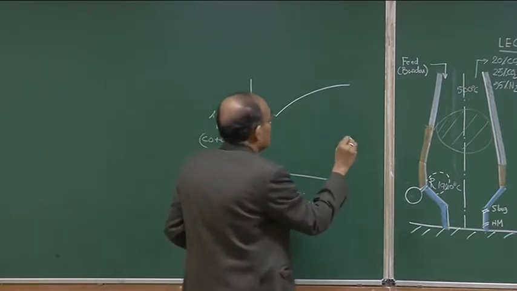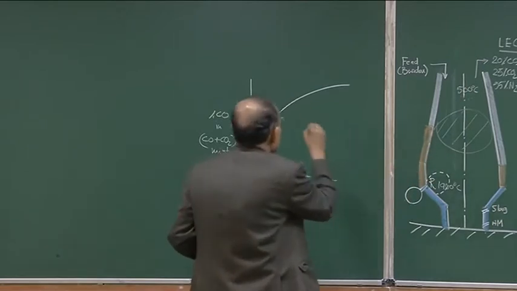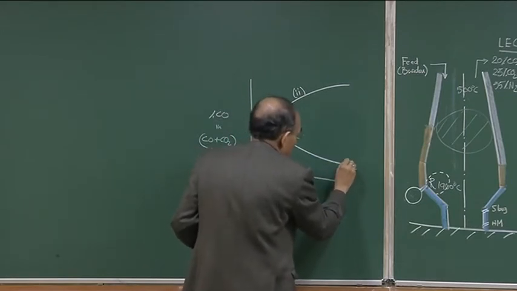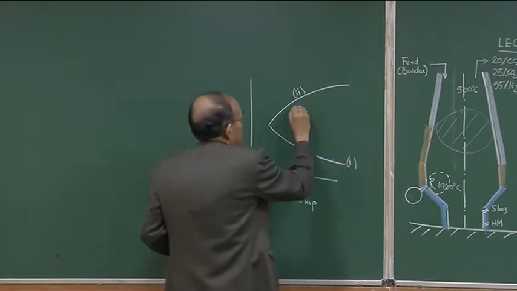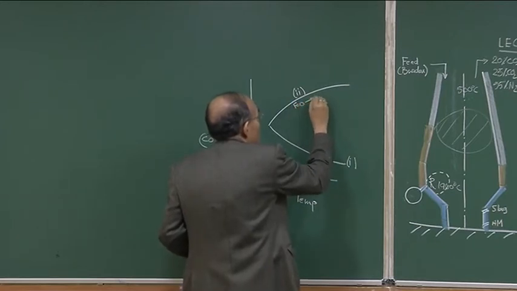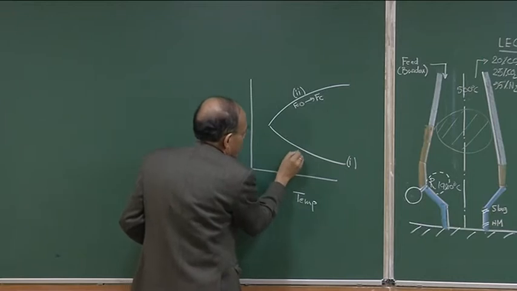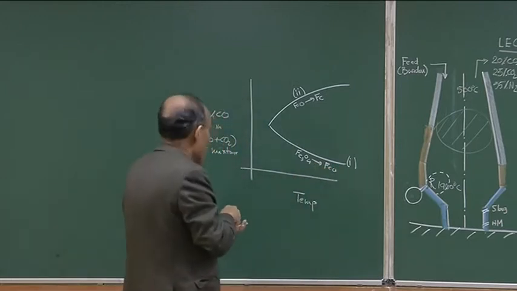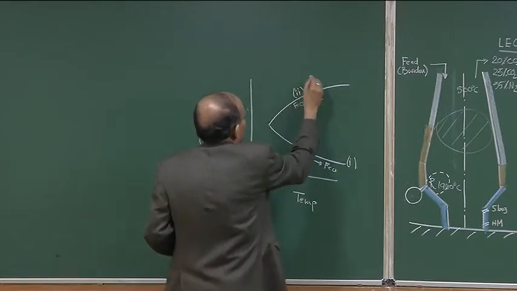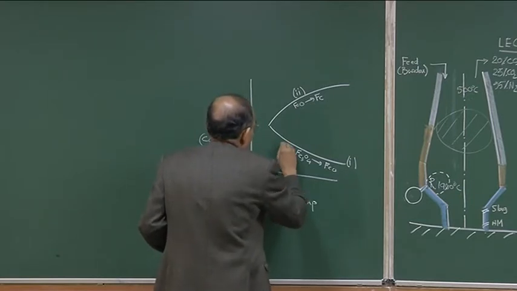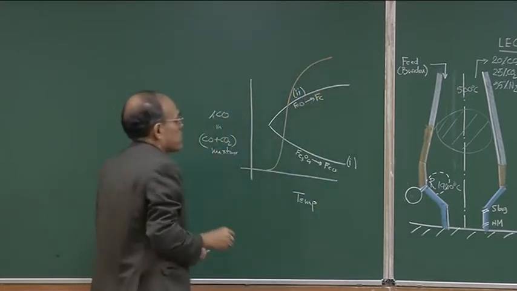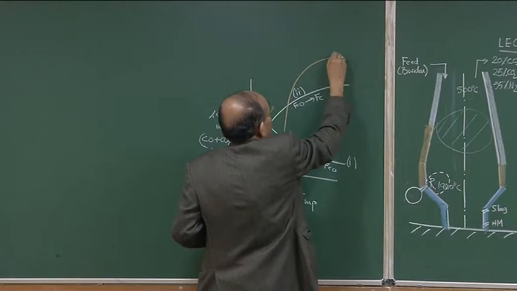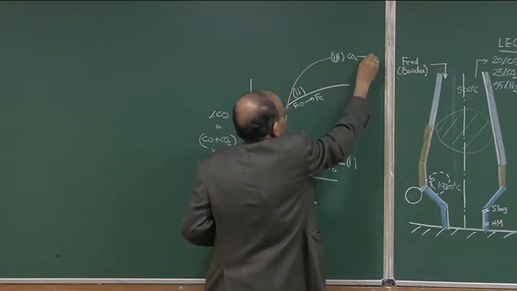This corresponds to equation 2. This line corresponds to equation 1. So, this is basically FeO to Fe, and this is Fe3O4 to FeO, and we have another line here which goes something like this, and this is corresponding to line 3. This is CO2 to CO.